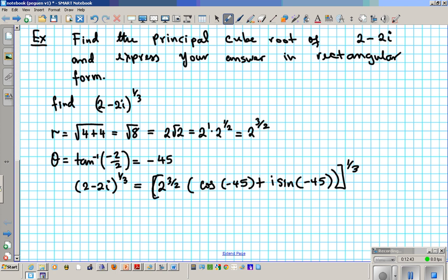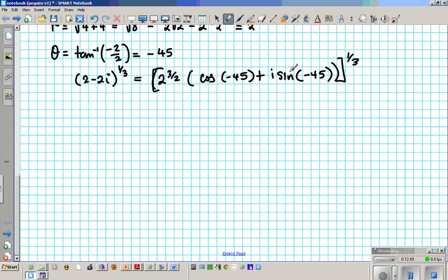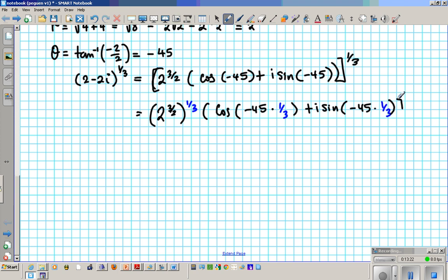Okay? So how do you apply the formula? All we do is the radius is raised to the same power, and the angle is multiplied by the power. So we're going to raise 2 to the 3/2 to the 1/3 power, because you have a 1/3 over there, times cosine negative 45 times 1/3 plus i sine negative 45 times 1/3. And that should give us our answer.